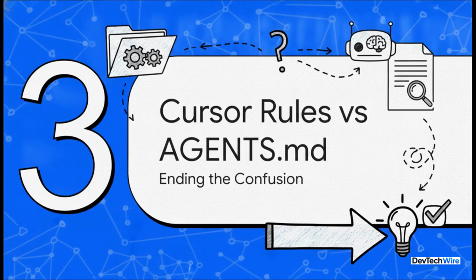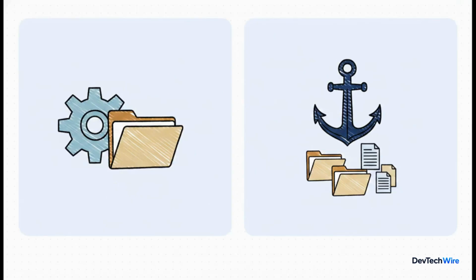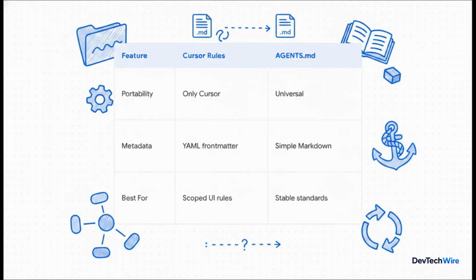Section 3, Cursor rules versus AGENTS.md. Let's clear up the industry confusion. This direct contrast makes it incredibly clear. You use your .cursor/rules directory for tool-specific behavior that only the Cursor IDE needs to know about, things like repeatable UI workflows or specific file pattern guidance, but you use AGENTS.md for the overarching portable boundaries that any agent needs to respect. If we break this down into a matrix, you can really see the structural differences.